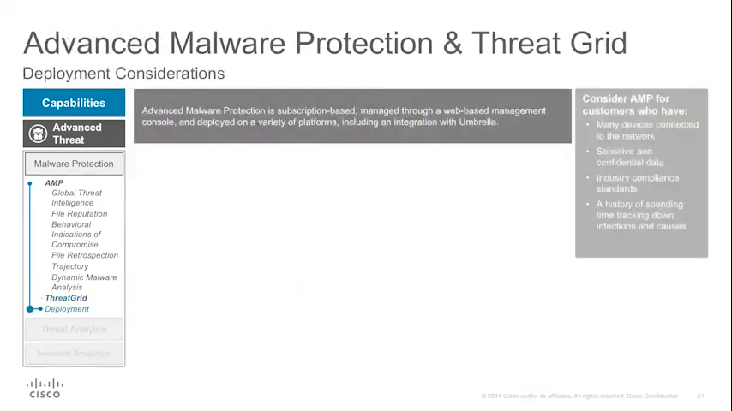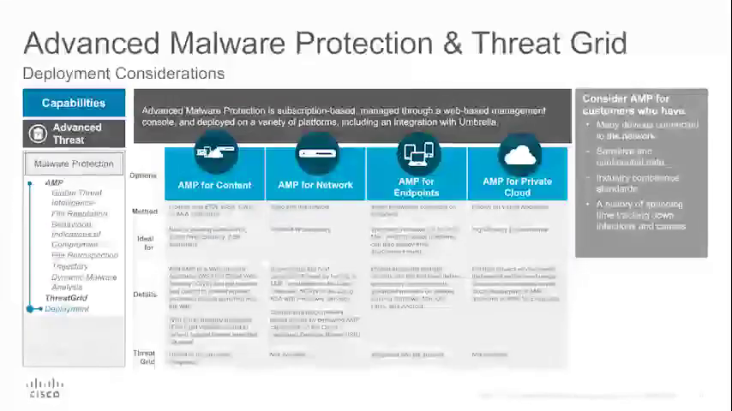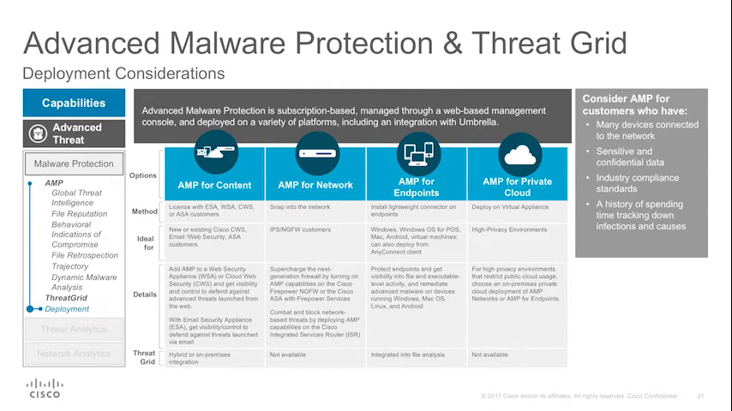Advanced malware protection is subscription-based, managed through a web-based management console, and deployed on a variety of platforms, so customers have a wide selection when finding the best AMP solution for their organization. AMP closely integrates with Cisco's email security appliance, web security appliance, and cloud web security. Its capabilities can be turned on with any of these solutions to provide retrospective capabilities and malware analysis.